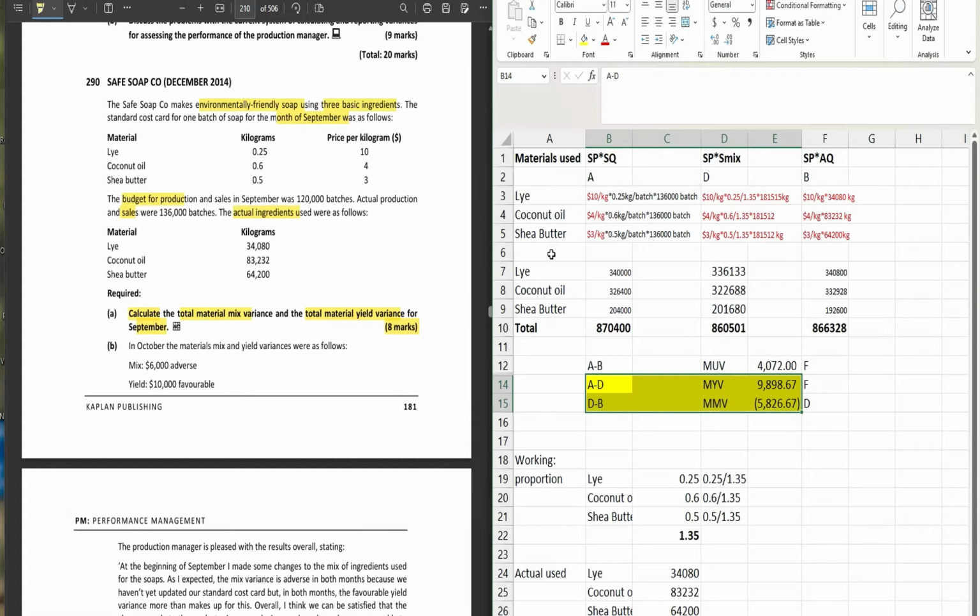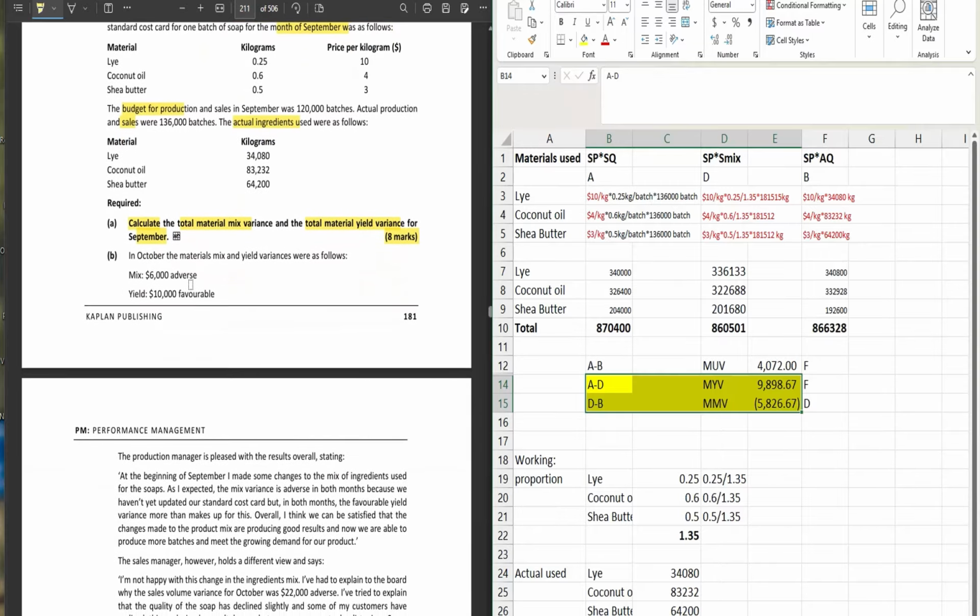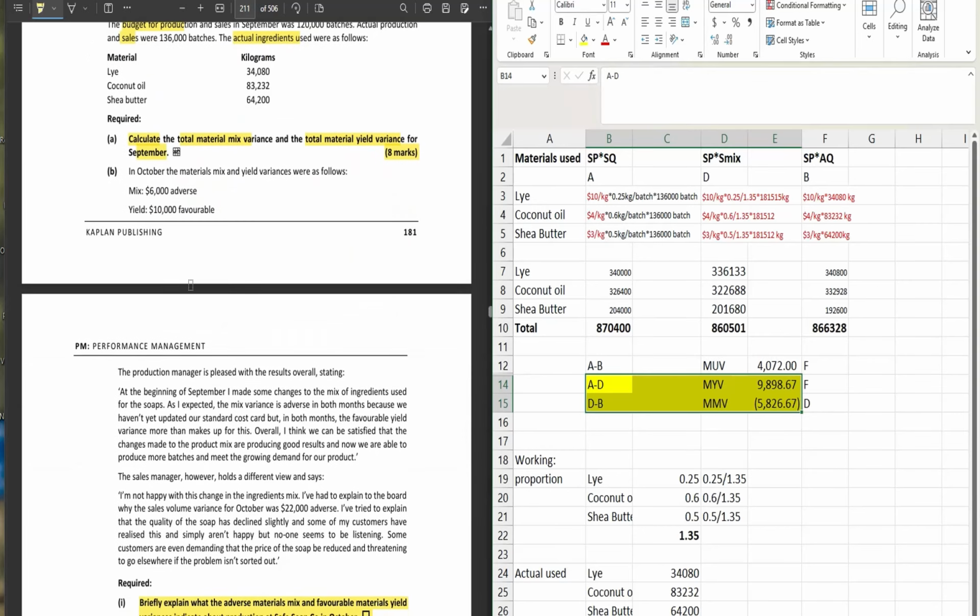See how easy it is if you understand the formula very well, if you know the calculation very well, you can do it very confidently and grab the marks. So we are done with the first part of the requirement. Now let's move to the next part.